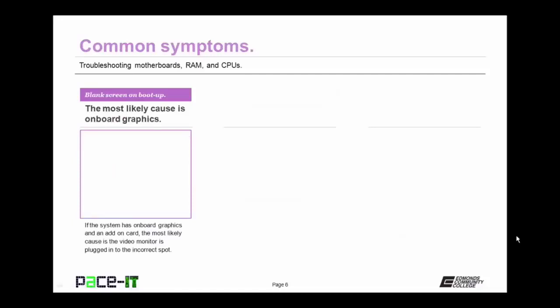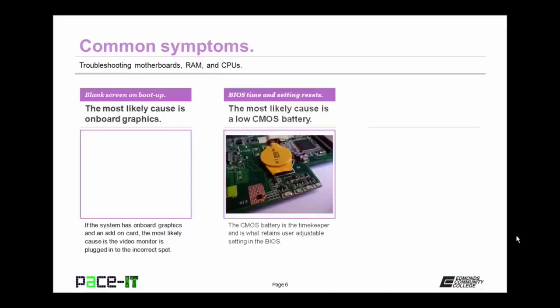If you boot up the system and you get a blank screen, guess what? The most likely cause is your onboard graphics. This is particularly prevalent in systems that have onboard graphics and an add-on card. And what happens is the cord that goes from the monitor to the PC is plugged into the wrong port. If your system isn't keeping time or date correctly, the most likely cause is a low CMOS battery. The CMOS battery is the timekeeper for the system and retains user adjustable settings in BIOS as well.